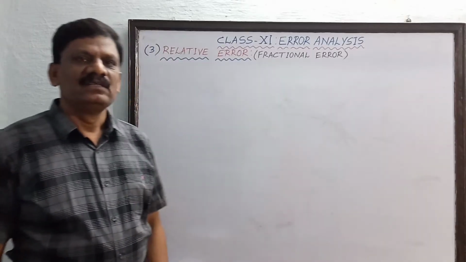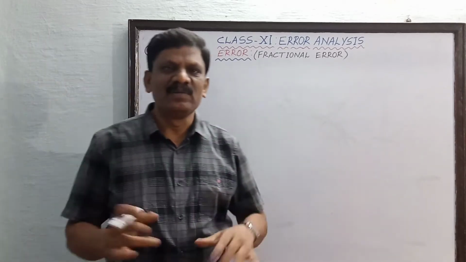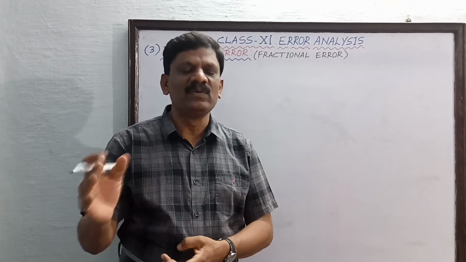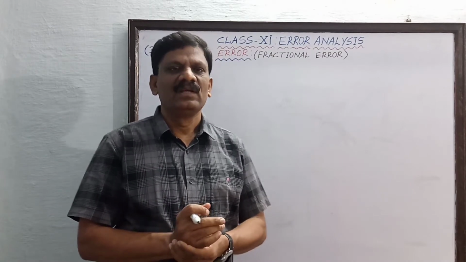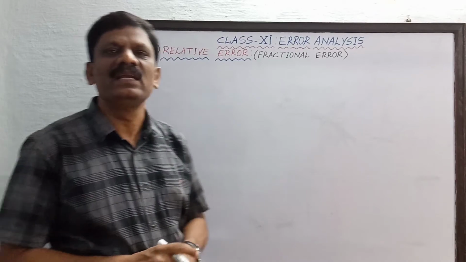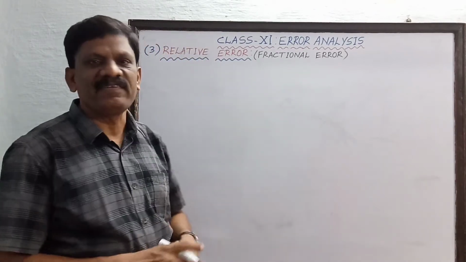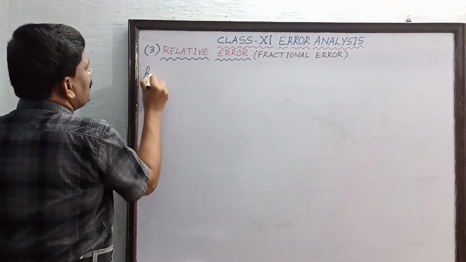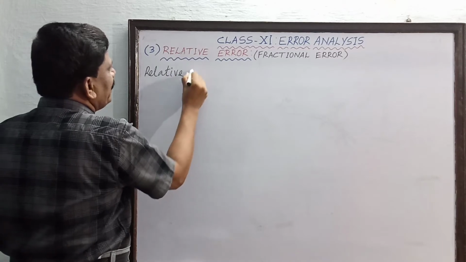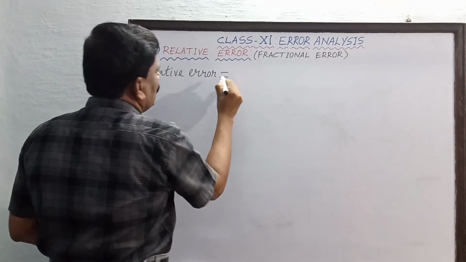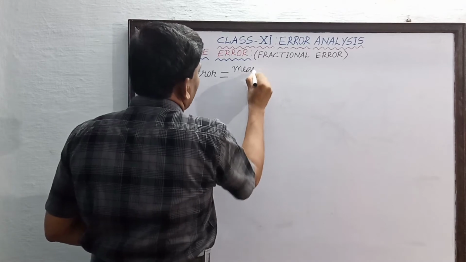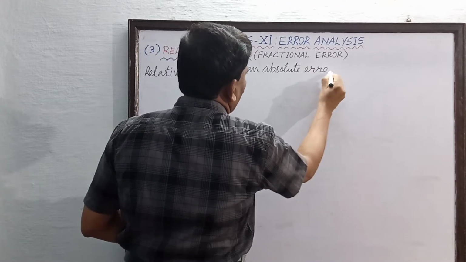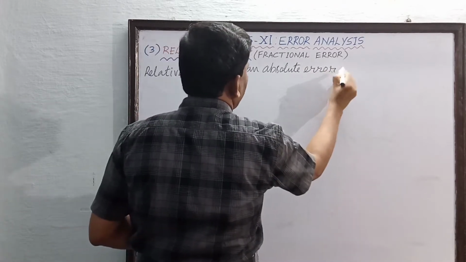Hi students, just now we have completed what is meant by absolute error of a physical quantity followed by mean absolute error of a physical quantity. Now the third type of error is called relative error, which is also called fractional error. What is the definition of relative error? Relative error is defined as the ratio of the mean absolute error to the mean value of the physical quantity.